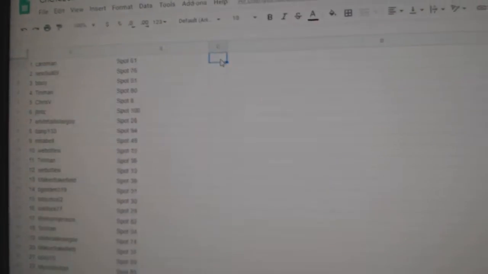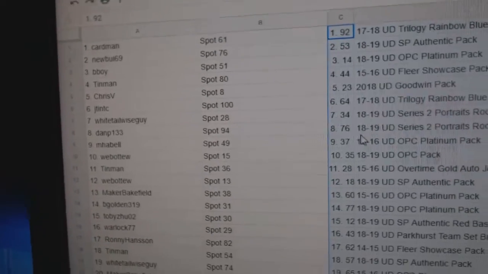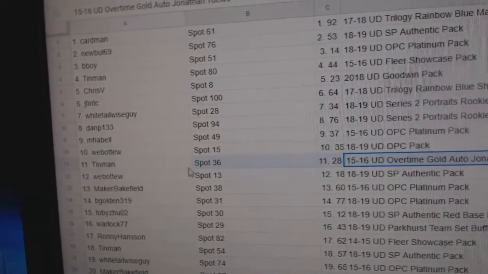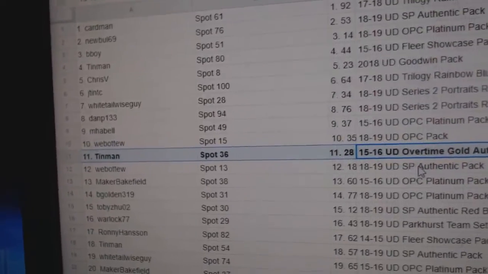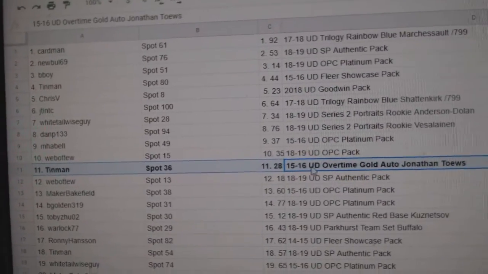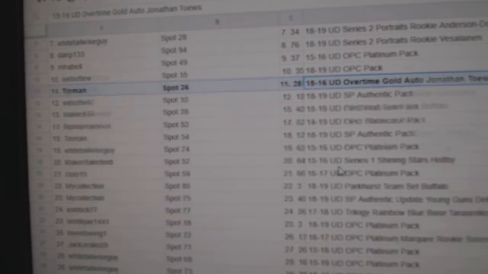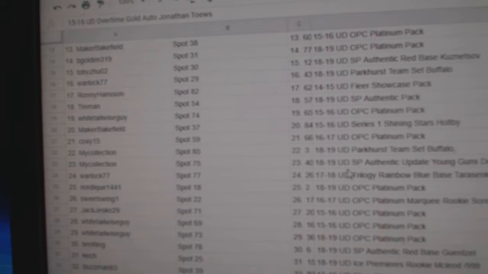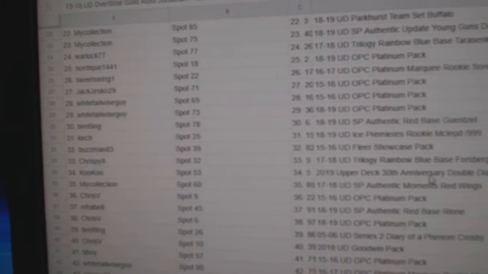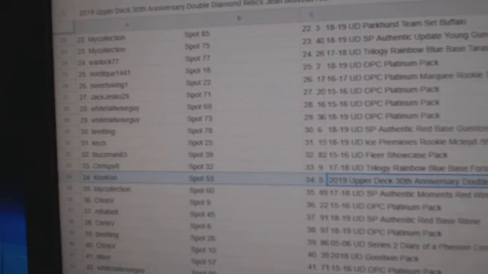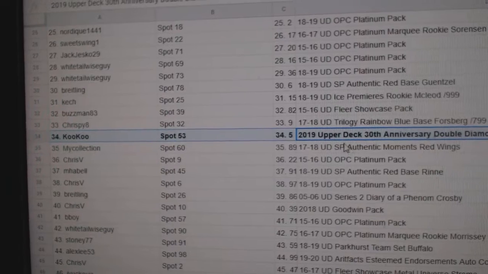Copy. Paste. All right, I got to see which all the items are. The Jonathan Toews Gold Auto goes to Tin Man. Congrats. The Bellevue Double Diamond out of 30 goes to Cuckoo. Congrats on that.